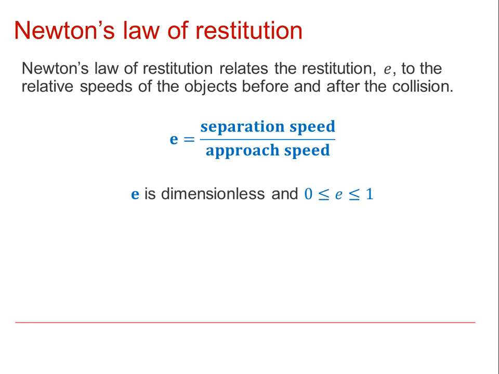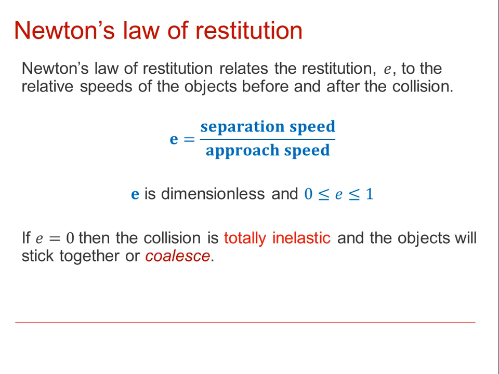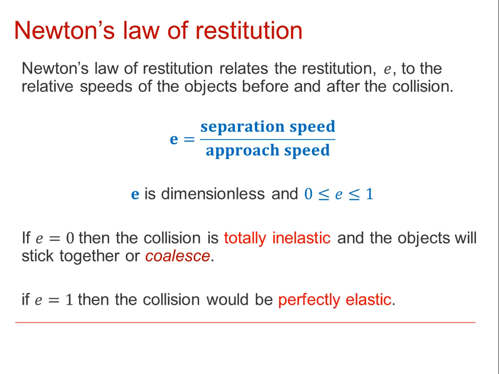Because they're both speeds, the dimensions of E will cancel out between the top line and the bottom line, so we have a quantity which is dimensionless. In other words, it's just a number, and that number lies between 0 and 1. For 0, we have what's called a totally inelastic collision, and we can see that the speed of separation must be 0 for that to happen, and therefore the objects are going to coalesce or stick together. At the other extreme, E equal to 1 is what we call a perfectly elastic collision.